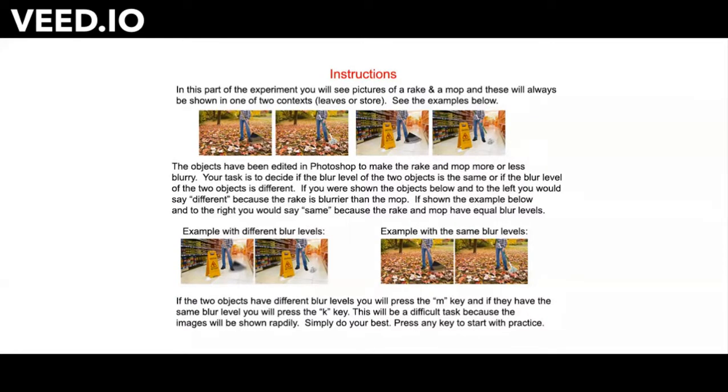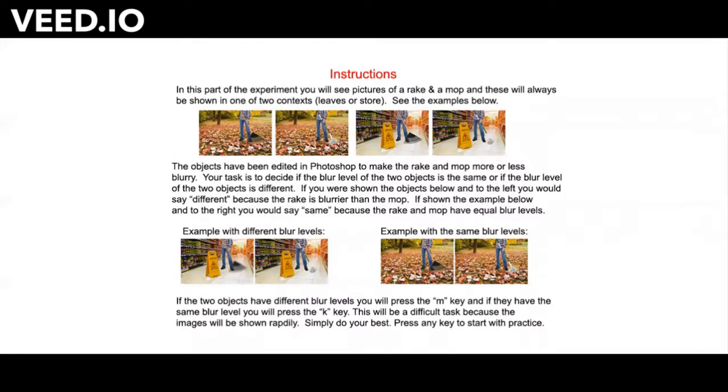If you were shown the objects below and to the left, you would say different because in that example, the rake is blurrier than the mop. If shown the example below and to the right, you would say same because the rake and mop have equal blur levels. If the two objects have different blur levels, you're going to press the M key. And if they have the same blur levels, you're going to press the K key.